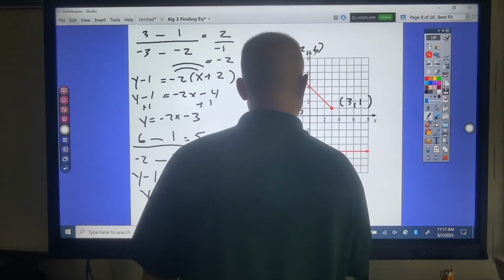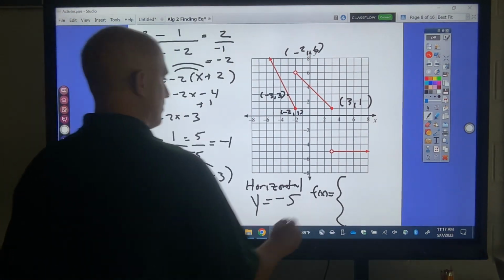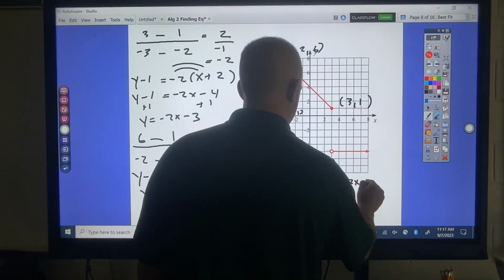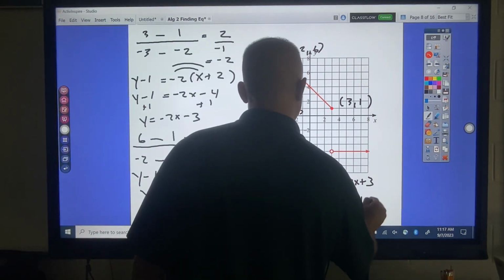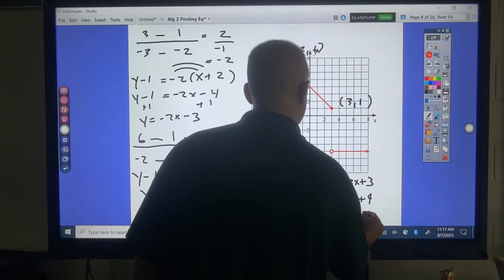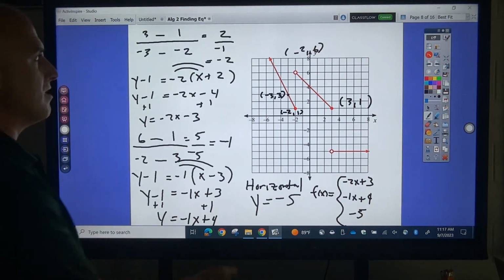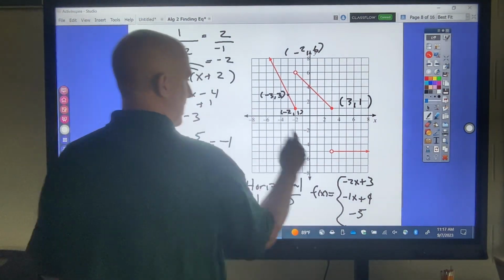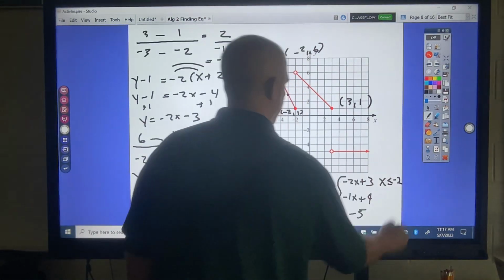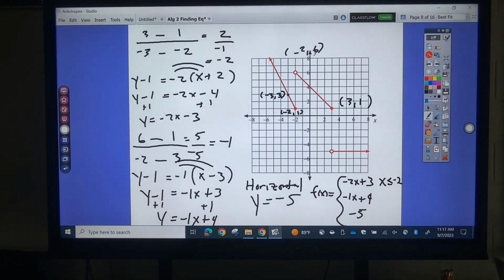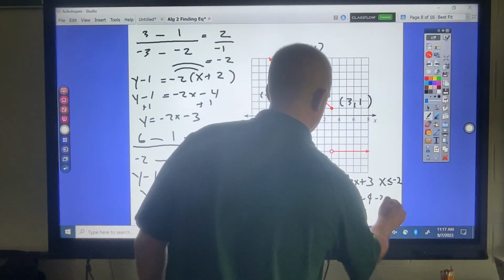I got f of x equaling, that first equation was -2x plus 3. That second equation was -1x plus 4. And the last equation was -5, okay? Now, what you have to do is find where those points are starting at. So that is starting at -2, and it's going left, so x is less than -2. This is going between -2 and 3.